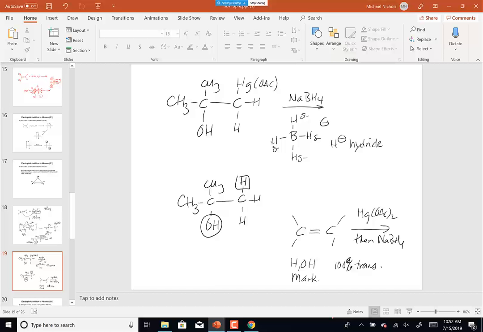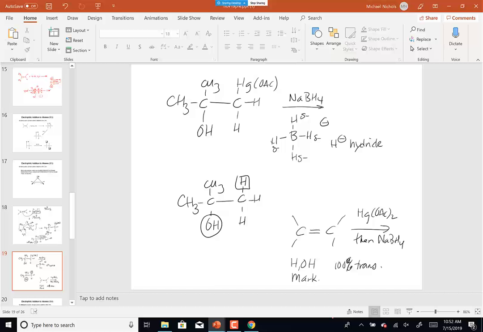Because you might say, well, it's a big deal, I already know how to add H and OH, I just add H plus and water. If you add H plus and water, you end up with a 50-50 stereochemistry. With this one, you add 100% trans. So in situations where I want to add the hydrogen 100% trans, then I'm going to want to use this reaction.